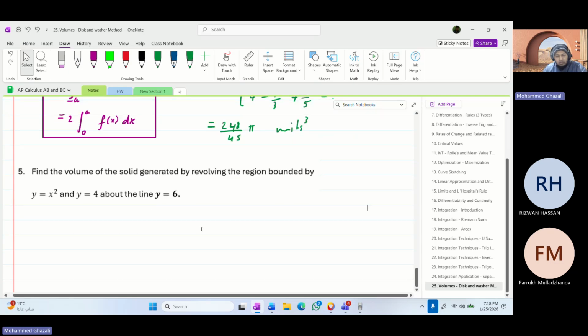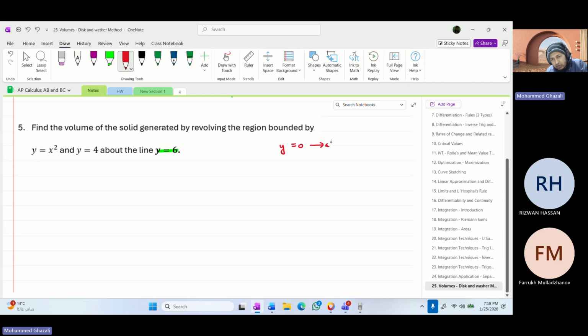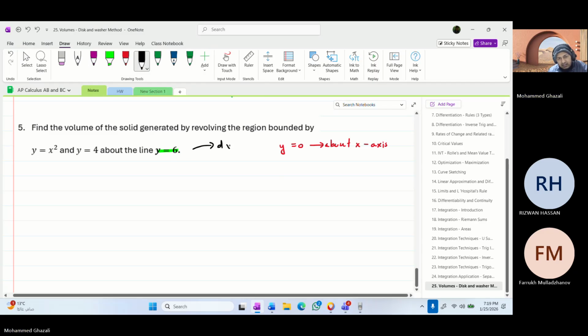So we're going to rotate about the line y equals 6. All right? Not about x and y axis. About the line y equals 6. Remember, rotation about the x-axis also means rotation about the line y equals 0, right? Y equals 0 is the x-axis. Make sense? Y equals 6 is like saying you're rotating about a horizontal line. X-axis is still a horizontal line. So your integral will be in terms of dx.